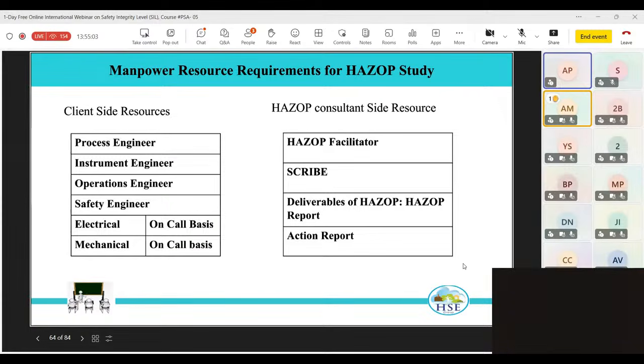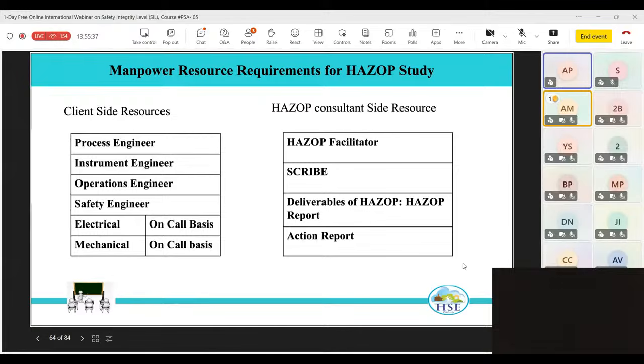Okay. Then electrical and mechanical people, if they are required, will be on call basis. That means only for a short duration they will be present in the particular session. Otherwise, they will not be participating. When required, they will be called, and this session continues till all the P&IDs of the plant are subject to HAZOP session. And once all these recommendations are accumulated, then the draft report is submitted to the client.